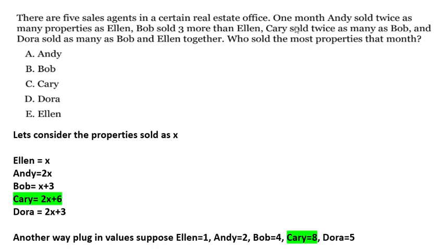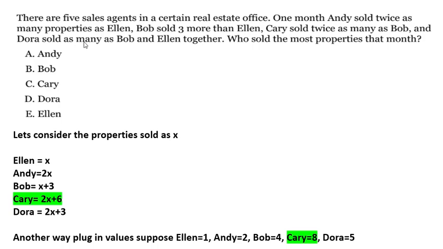Here it's mentioned that Andy sold twice as many as Ellen. So presuming that Ellen has sold X properties, Andy has ideally sold twice, which is 2x of the properties. Bob here has sold 3 more than Ellen. So Ellen has sold X, Bob has sold X plus 3. Carrie has sold twice as much as Bob, which means 2 times X plus 3, which is 2x plus 6.